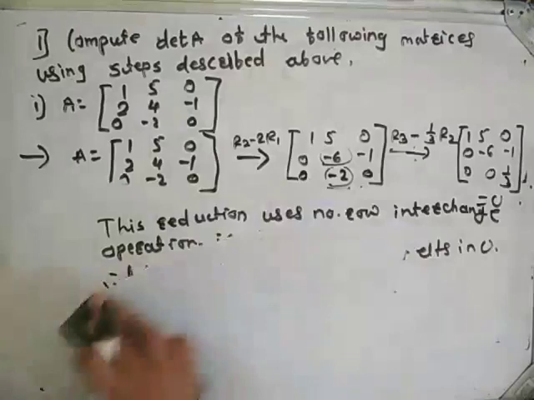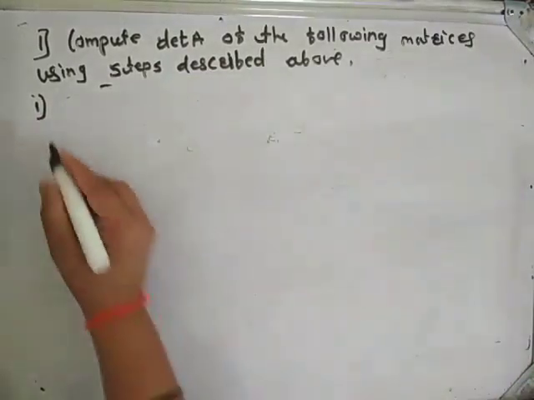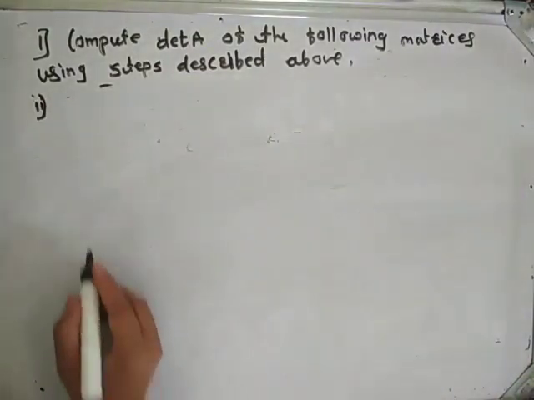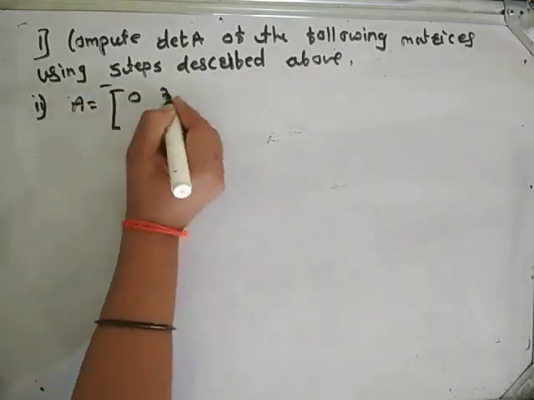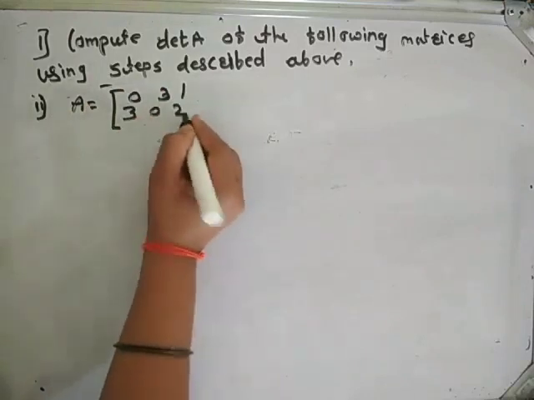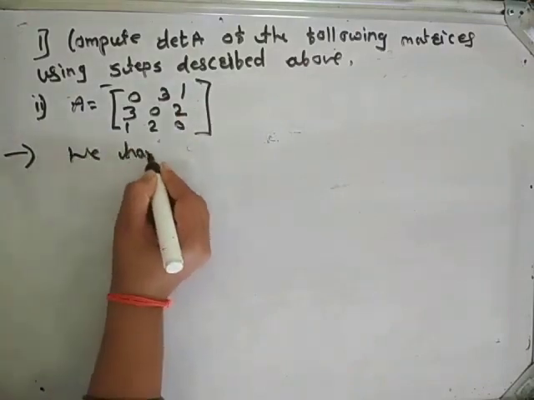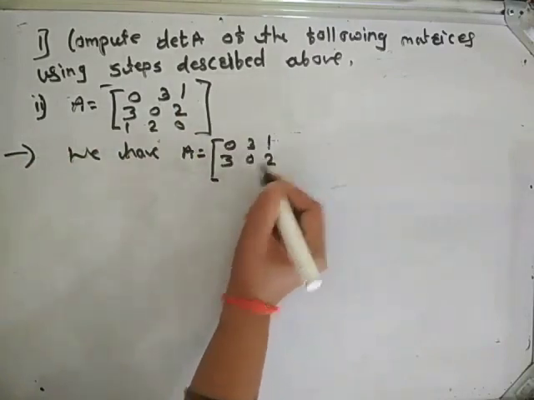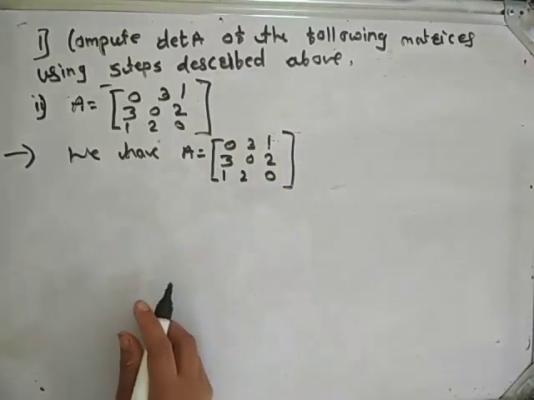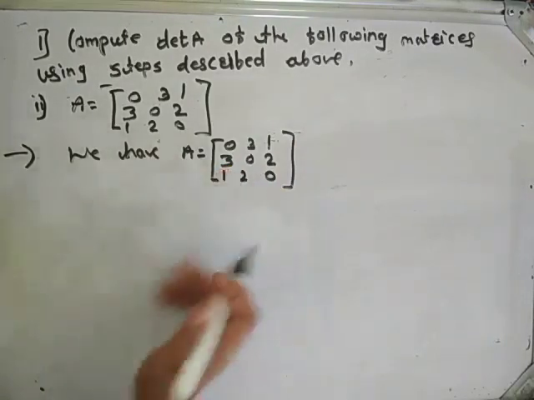Okay. Let us take next example 2. A equals matrix 0 3 1 3 0 2 1 2 0. So we obtain a row echelon form of this matrix.